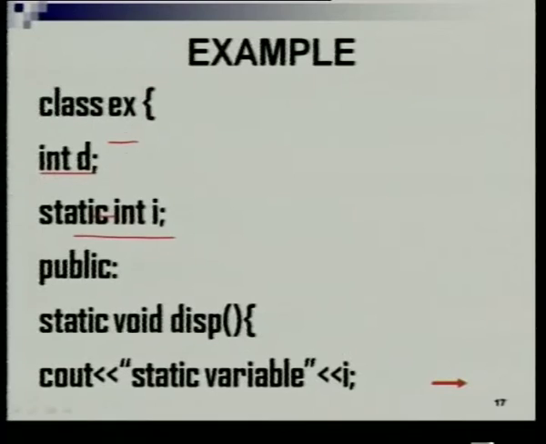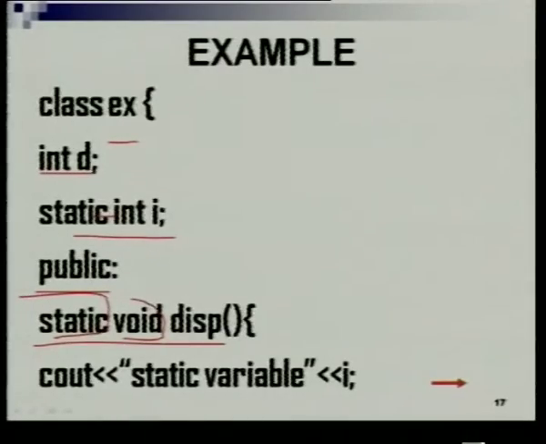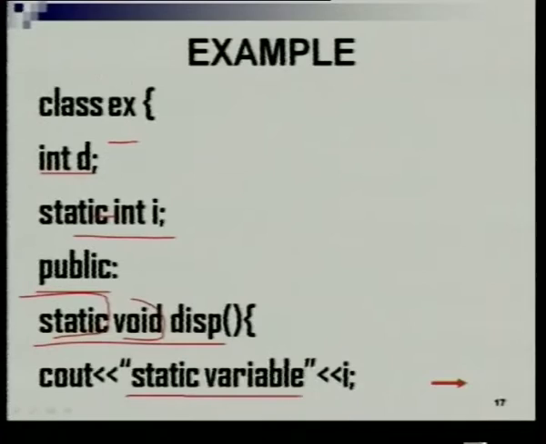Both of these do not have any access specifier, so they are of type private. Next we have the public access specifier, and here we have only a single function, disp, which has no return type, only a void return type, and this is declared to be of type static. So, static is the type of function, void is the return type, disp is the name of the function. Here itself we are defining what that function is supposed to be doing. That function is supposed to be displaying the static variable I.